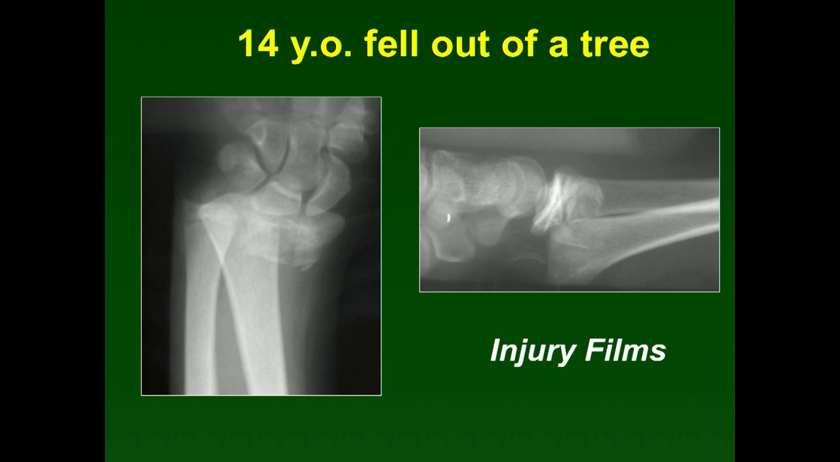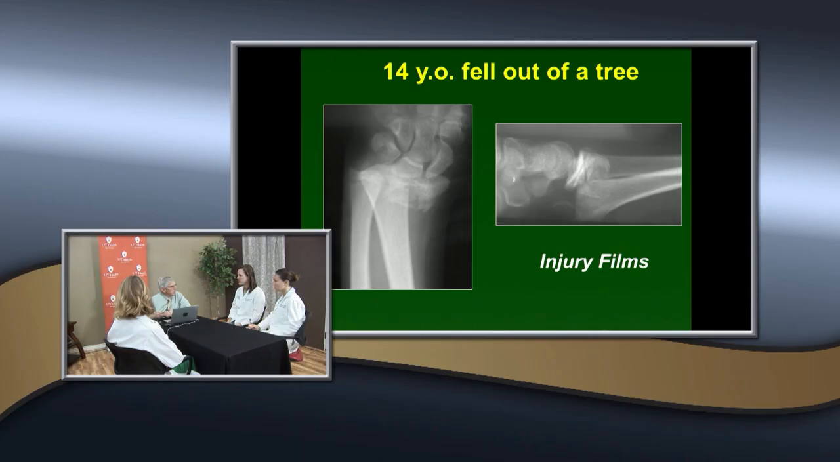So, here's a 14-year-old who fell out of a tree. What kind of fracture does this patient have? Type A. That's right, a type A complete fracture through the distal physis. And notice that this is probably a Salter-Harris 2 fracture. But is it the Salter-Harris 2 that determines what you're going to do, or is it the type of fracture displacement? The type of displacement. That's right. If it had been a Salter-Harris 1, would you treat this any differently? Probably not. So that's why it's important.